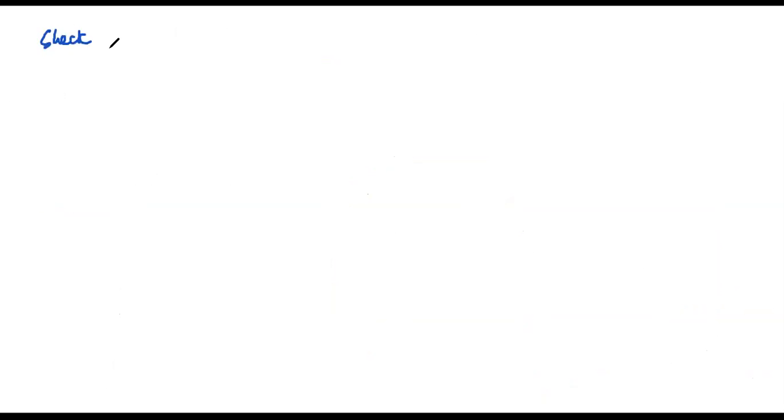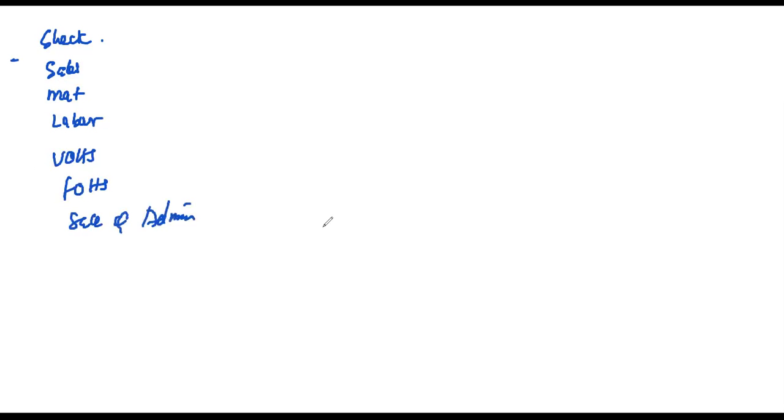You check, number one, you simply get the actual figures from the question. In the question, we've been given the sales, the materials, the labor, the variable overheads, the fixed overheads, and the selling and admin. Have you seen that? In the question, we've been given those figures.